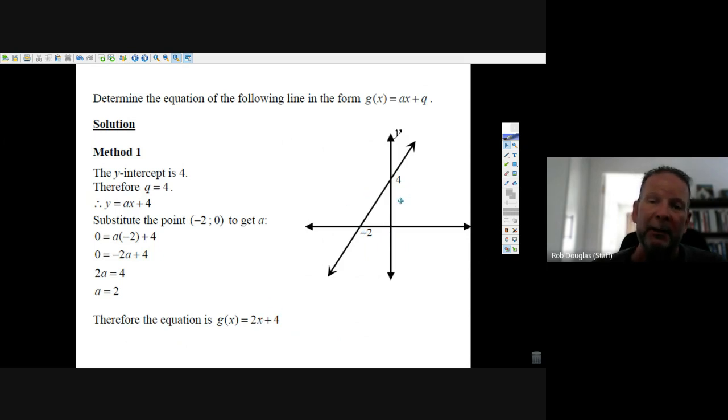So if you see the gradient, you can just put the gradient in here. Remember, if it's going uphill like this, it has to be positive. The shape of a line going downhill will be negative.